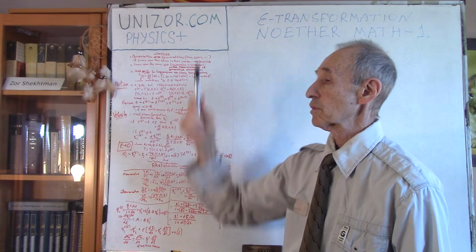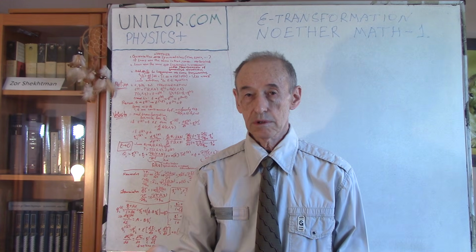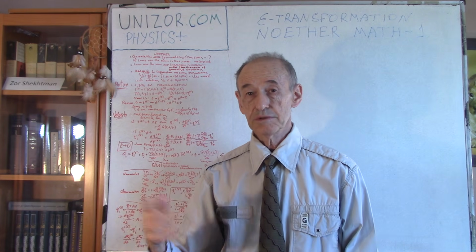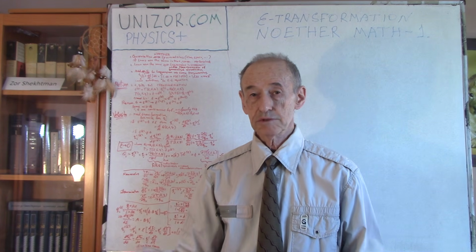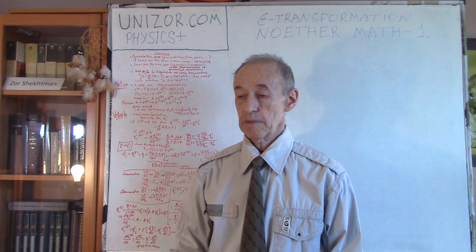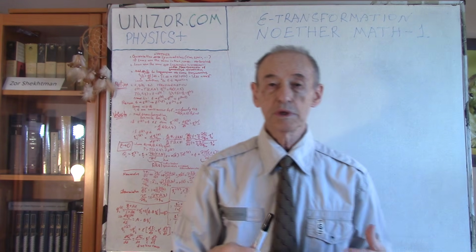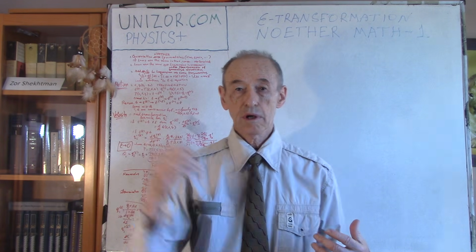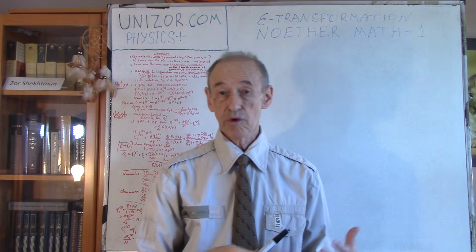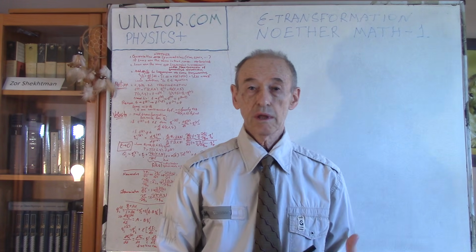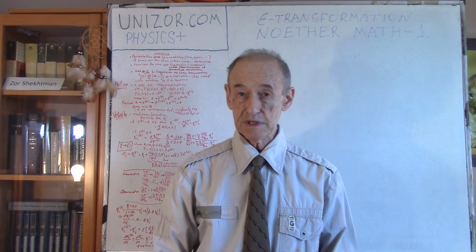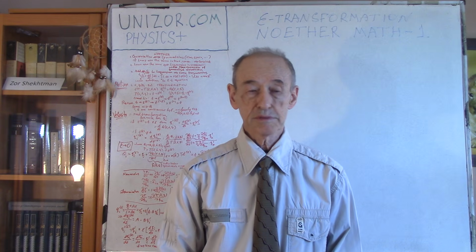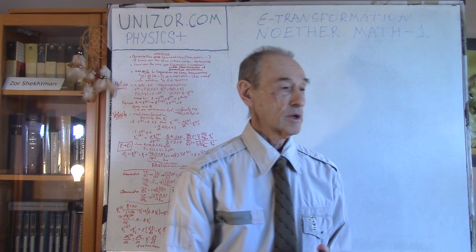Unizor.com also contains other courses which are actually prerequisites for this one. You have Math for Teens and Physics for Teens. They cover a lot of material. Right now I'm assuming that whatever came before in this chapter of Physics Plus, called Lagrangian, is known to you. These are a bunch of lectures which preceded this one, and obviously I'm going to use all this material. Alright, so let's start.